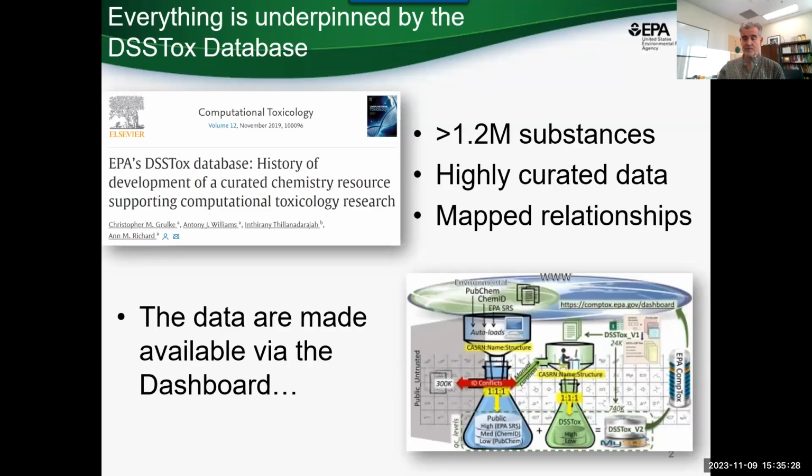We have full-time curators, much like Carolyn was talking about. We have very specialized skills for curating our chemistry data. We build relationships between these chemical substances. So, for example, a parent chemical and its disinfectant byproduct, or a parent chemical and its transformation products in human, et cetera. We do a lot of work to map these relationships. All of the data mappings are done under this underlying database called DSSTox, and you as the community get to access it via the dashboard.